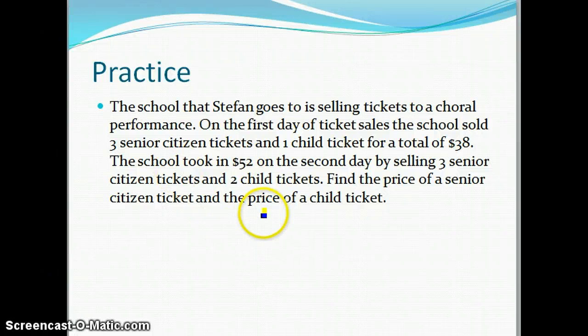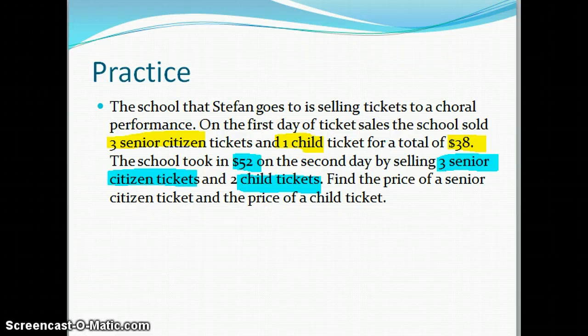So I'm going to go through, I'm going to highlight my information, right? I don't need to know that they're selling tickets to a choral performance. And I don't need to know if it's the first day or the second day. But I do need to know that at one point there was 3 senior citizen and 1 child ticket, and that cost me $38. I also need to know that 3 senior citizen tickets and 2 child tickets now cost $52.